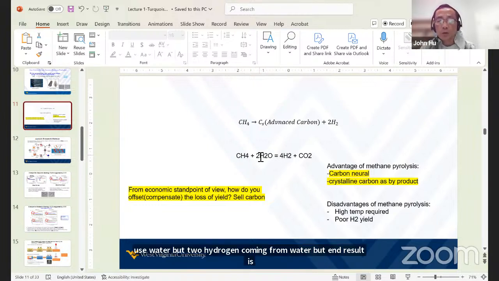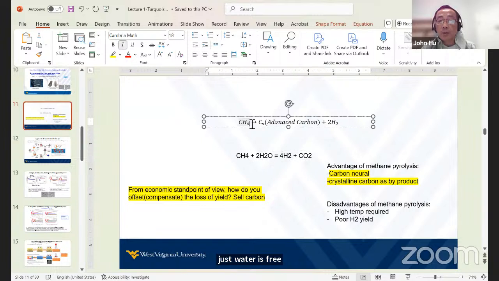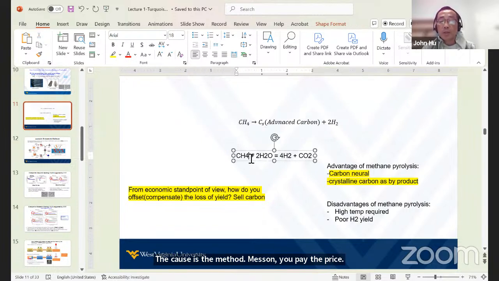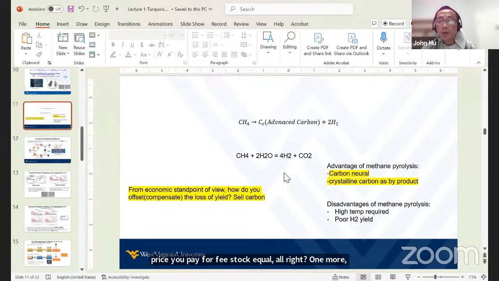There's no cost on the water. Water is free. The cost is the methane. Methane, you pay the price. So basically, economically, how much is the price you pay for feedstock? Equal, all right? One more: and how much product do you get?